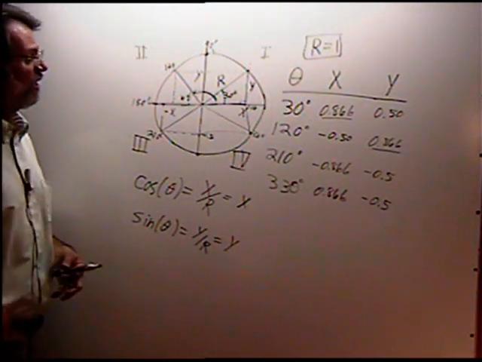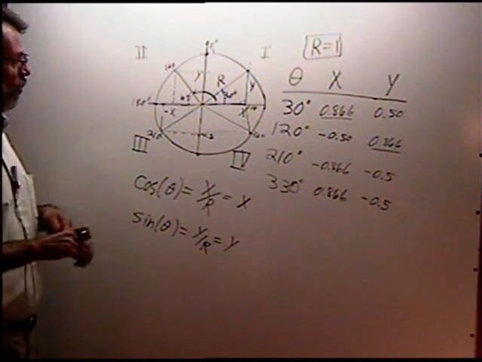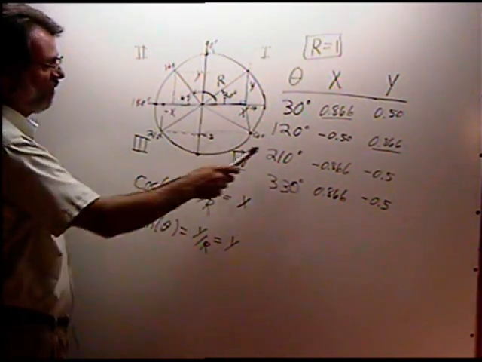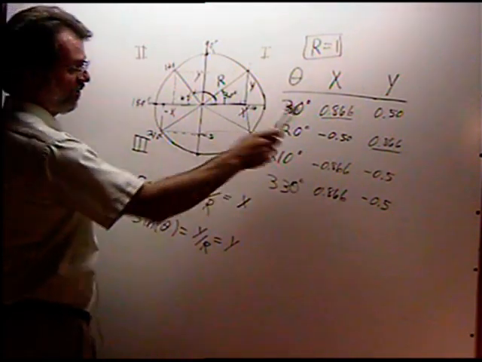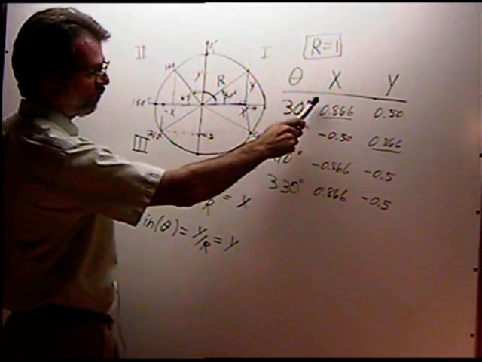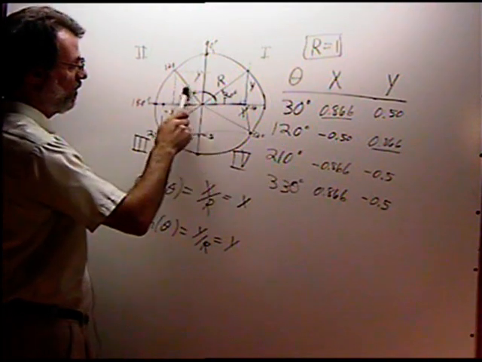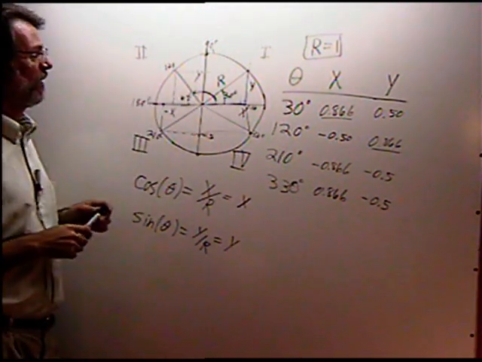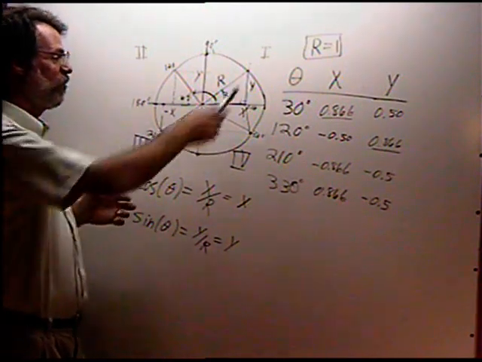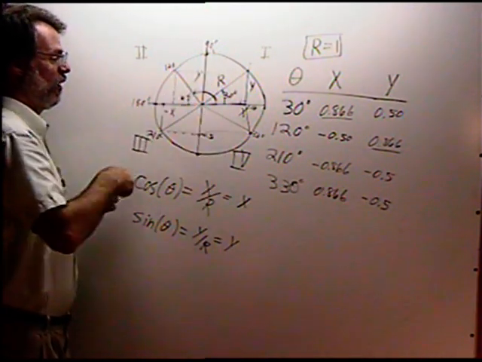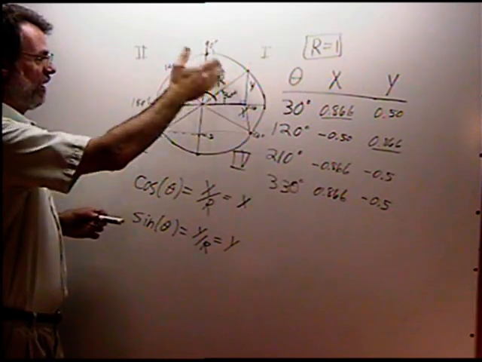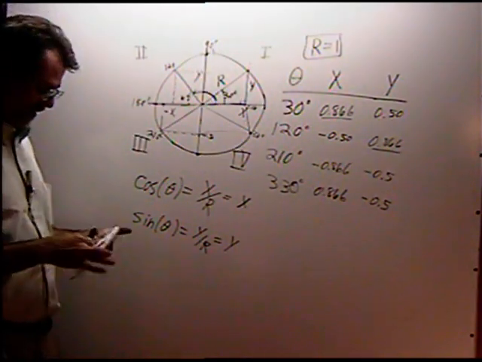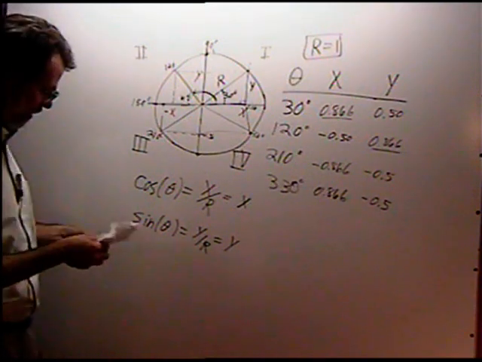So this gives you an idea that when you're in quadrant 1, 2, 3, or 4, your x values and y values, your sines and cosines, will switch between positive and negative depending on what quadrant you're in. So whenever you get confused, draw a circle like this, draw the angle that you're talking about, and you can figure out which quadrant you're in. Okay, I hope that's clear.